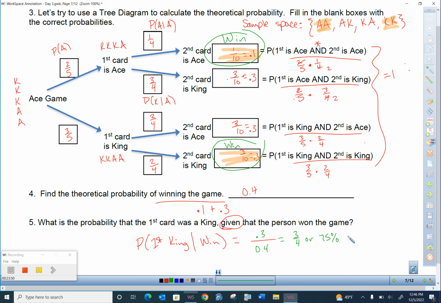I hope that probability is reasonable to you, because if we think about this, it says, what's the probability that you had the first one being a king given that you're a winner? We know that there's only 2 ways to win, ace, ace, king, king, and we know that in the beginning there were more kings than aces. So it should make sense to you that it was more likely to win with a king than with an ace, and now we know just how much more likely.